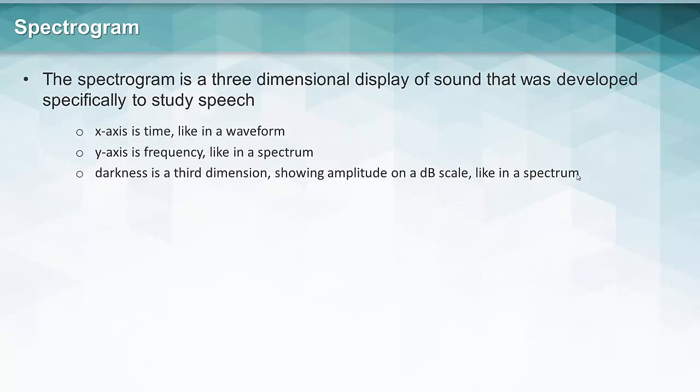Because of this, the spectrogram representation was developed. In a spectrogram, time is shown on the x-axis like in a waveform. The y-axis is used to show frequency, like if you were to turn a spectrum on its side. In order to represent amplitude, the spectrogram uses darkness on a grayscale, or sometimes in color, with blue for low amplitude and red for high amplitude.